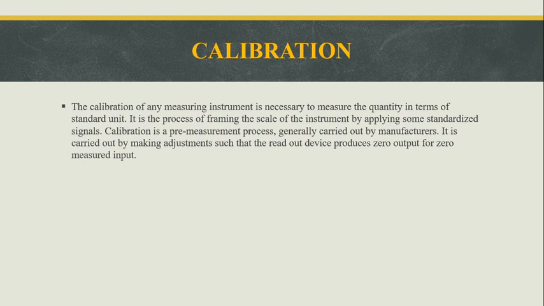Then what is meant by calibration? The calibration of a measuring instrument is necessary to measure the quantity in terms of a standard unit. This calibration is a pre-measurement process. Before we take the measurement, we should calibrate the measuring instrument each and every time, which means time to time, and make the adjustments to the zero output or zero measured input. We should adjust the values to zero, and only then can we proceed with the measurement.